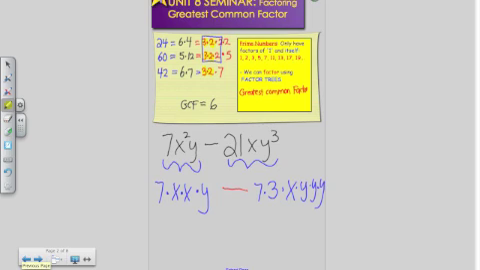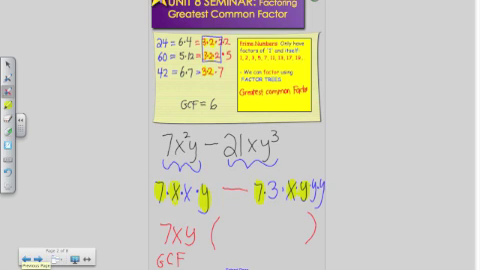And now I'm going to highlight my greatest common factor. So both terms have a positive 7. Both terms have 1 x. And both terms have at least 1 y. So that means my greatest common factor is going to be 7xy. That's my GCF.